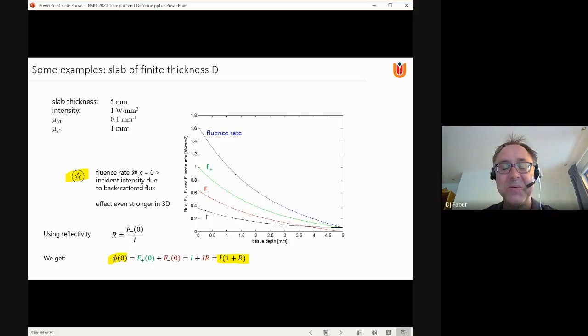So what you can do, and this is when it all comes together, is do a measurement of reflectivity. If you can do some kind of measurement with another technique or another fiber, or if you can estimate the reflectivity, you can exactly calculate this buildup factor. So you can exactly calculate what the fluence rate is going to be just below the surface.